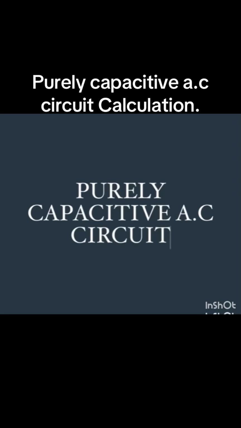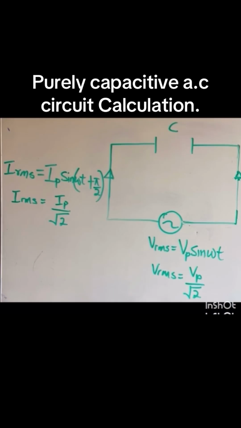So the purely capacitive circuit is the circuit that contains only a capacitor. We can represent the relationship between the root mean square value and the peak value of an AC. The root mean square value of an AC is the effective value of the AC, or the value of the AC that is equivalent to the DC value.